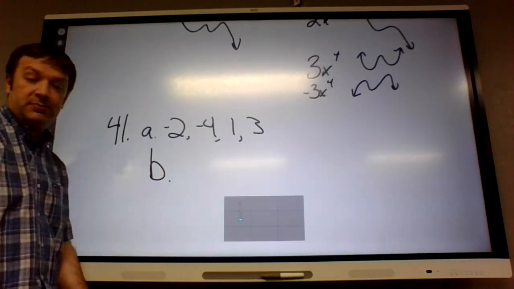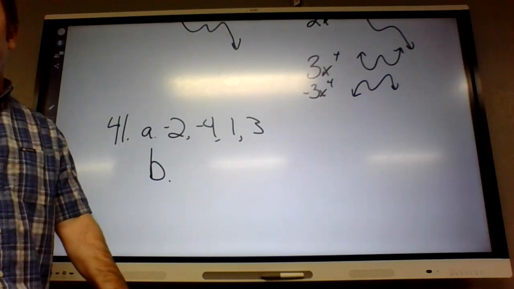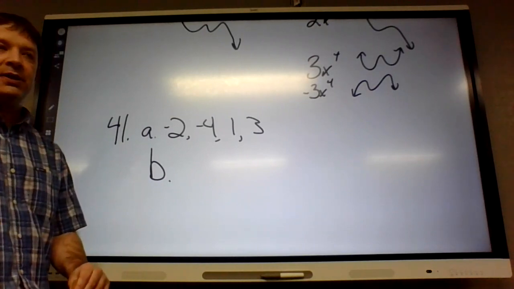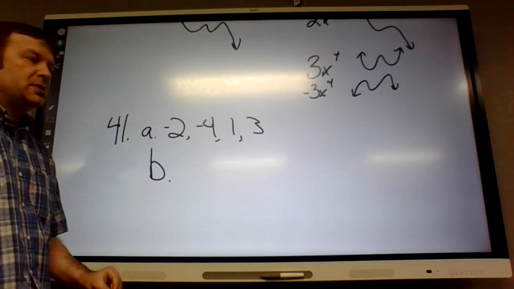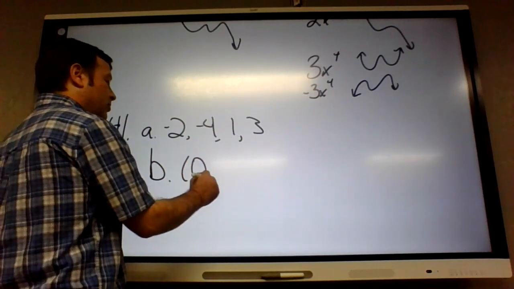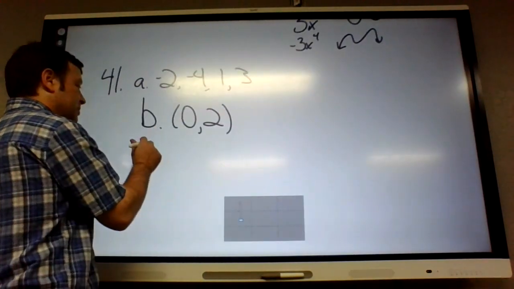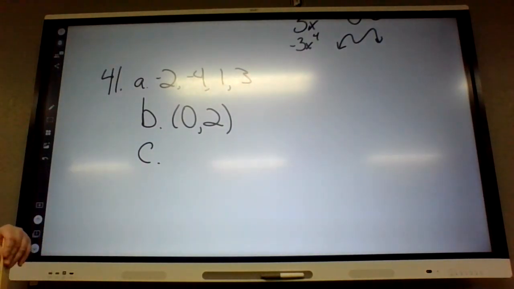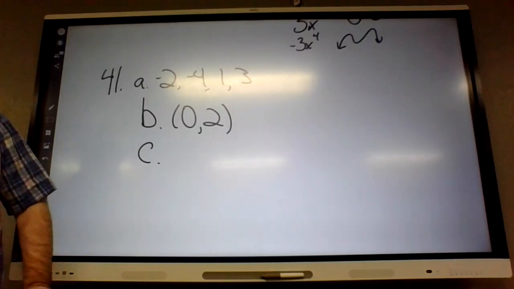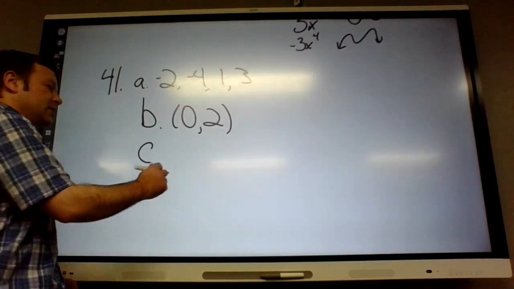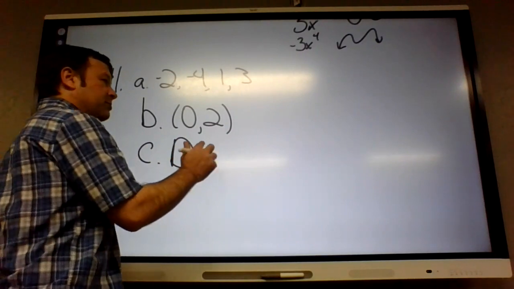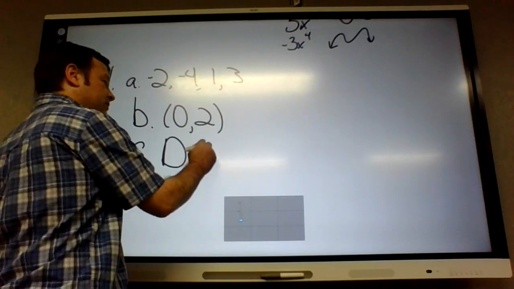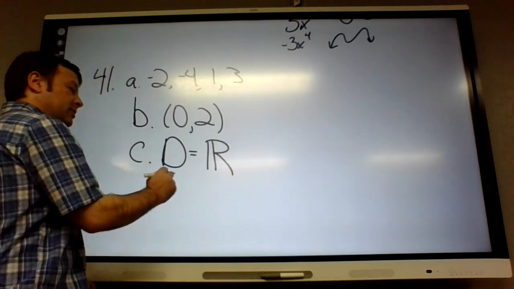Okay, B, what is the y-intercept? No, not the range. What is the y-intercept? 2. On this one, they were more specific. They did put 0, 2. Although if you just put 2, I would still accept it. C, what is the domain? Domain is the x values, which means how far left and right does it go? All real numbers. It goes forever in both directions, so that means it's all real numbers.